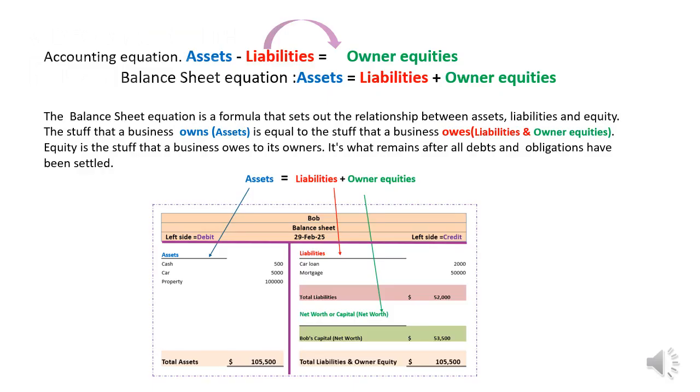The balance sheet equation is fundamental in understanding the relationship between assets, liabilities, and equity. Assets are what a business owns, liabilities are what it owes, and equity represents the owner's stake. This equation helps us see how all debts and obligations are balanced.